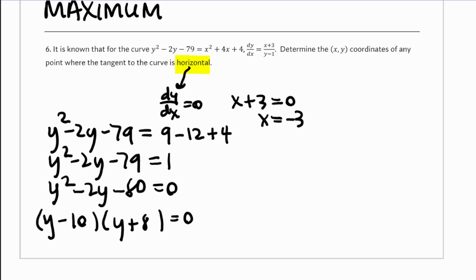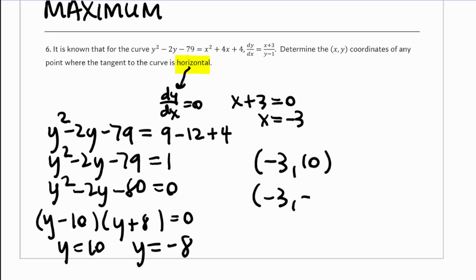And that will be equal to 0 when y is equal to 10, or maybe when y is equal to negative 8. So my coordinates are going to be negative 3 and positive 10, and negative 3 and negative 8. And that's all for quiz 4.1.